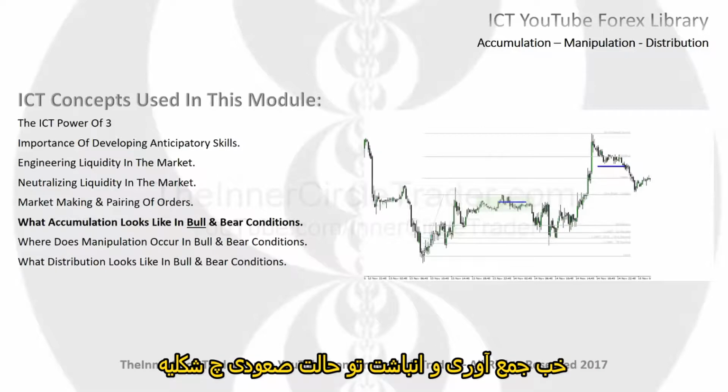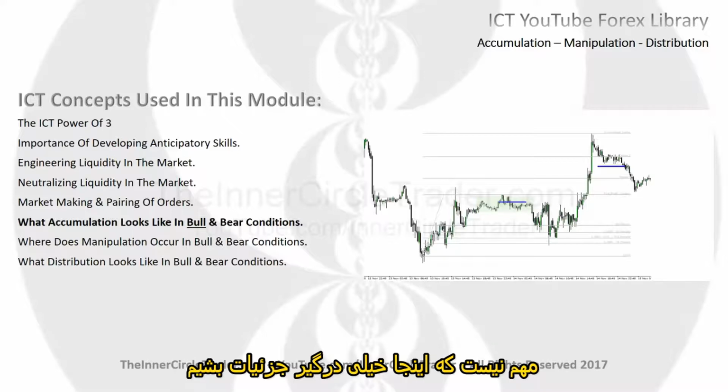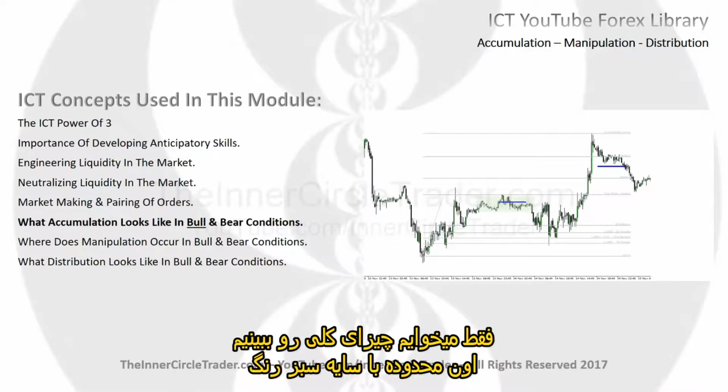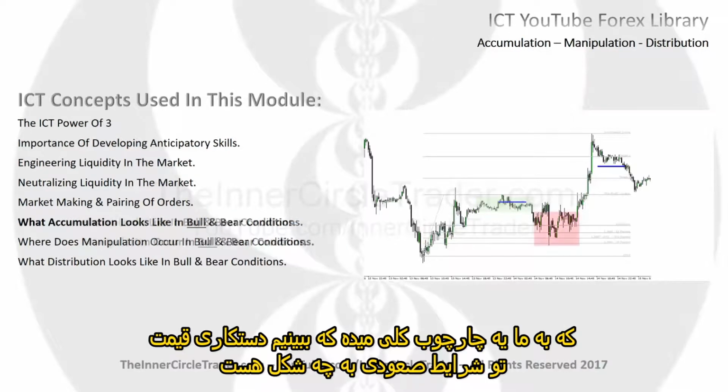Okay, so what does accumulation look like in a bull condition, or when it's bullish? It's not important that we zoom in here and see any of the details. I just wanted you to see the overall characteristics. In the green shaded area, you can see that there's a consolidation around the opening price, and that consolidation leads way to a decline, which gives us the framework for what manipulation looks like in a bull condition.